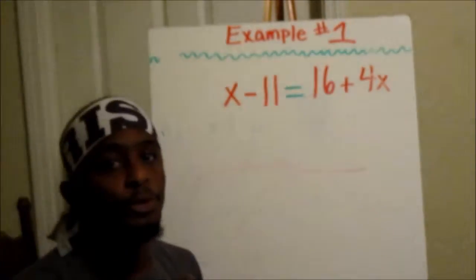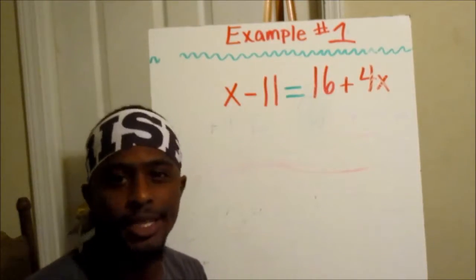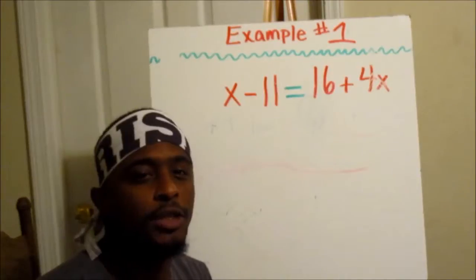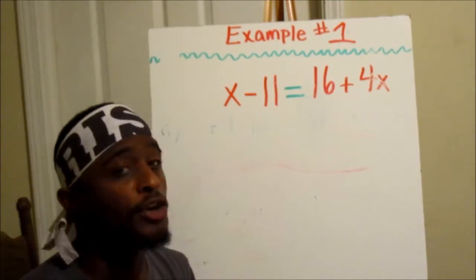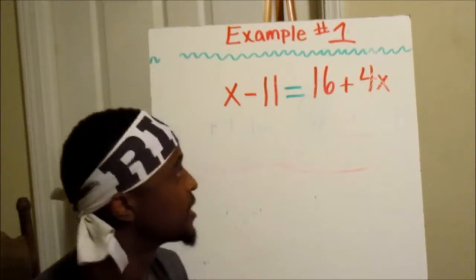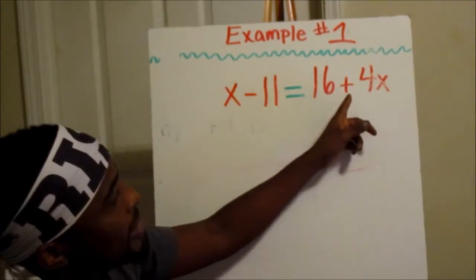Alright, let's look at a couple examples that are going to help you solve a lot of the equations, and that's going to help you narrow down the suspects and figure out what they used to murder Mr. X, and also where they murdered Mr. X. And you're going to need to figure out all of that by narrowing down the suspects. Alright, so example 1. x minus 11 equals 16 plus 4x.